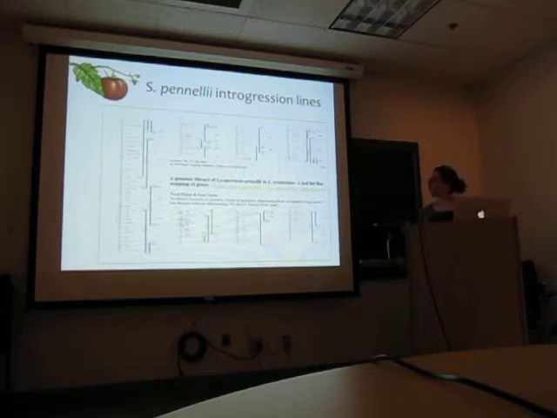So I started out using a collection of introgression lines of Solanum pinelli in a Solanum lycopersicum, or cultivated tomato, background. These were developed by Yuval Eshed and Danny Zamir in the 1990s in Israel. Danny Zamir is the father of modern tomato genetics. And you'll notice in the title here that they're called Lycopersicon pinelli and Lycopersicon esculentum.